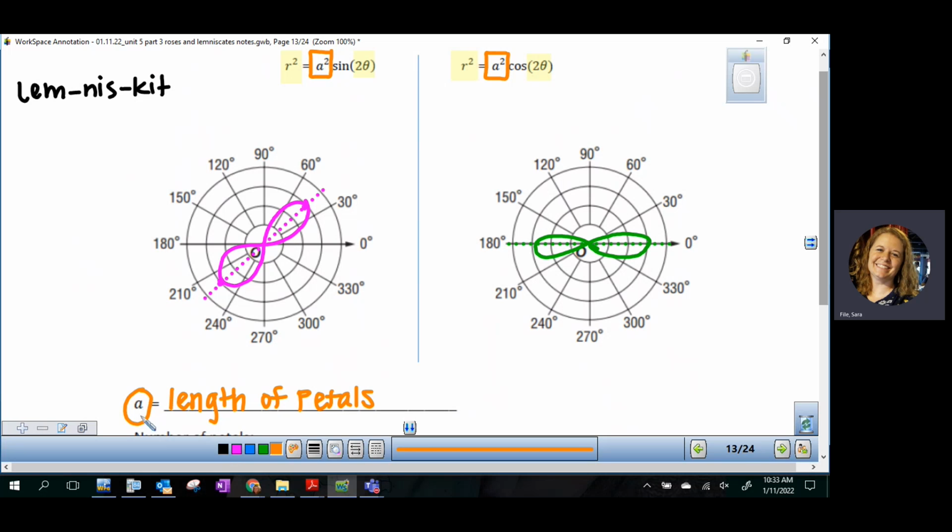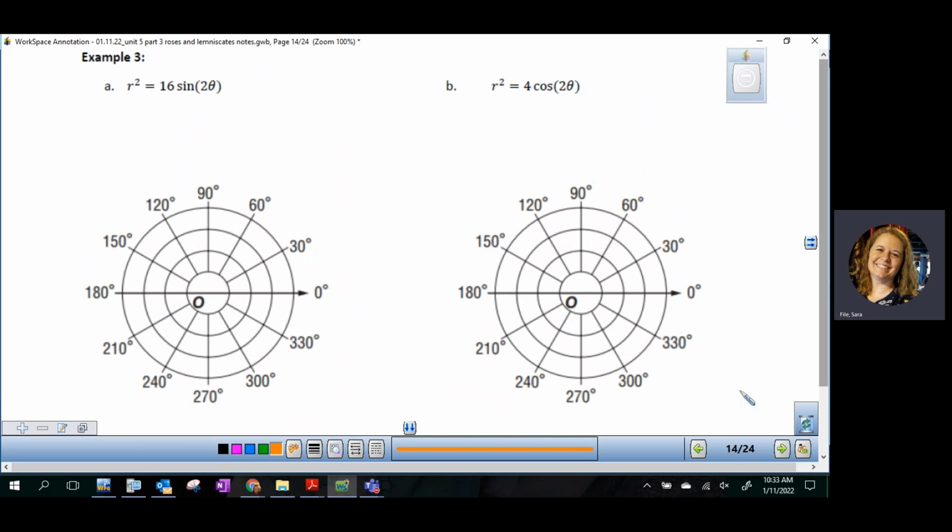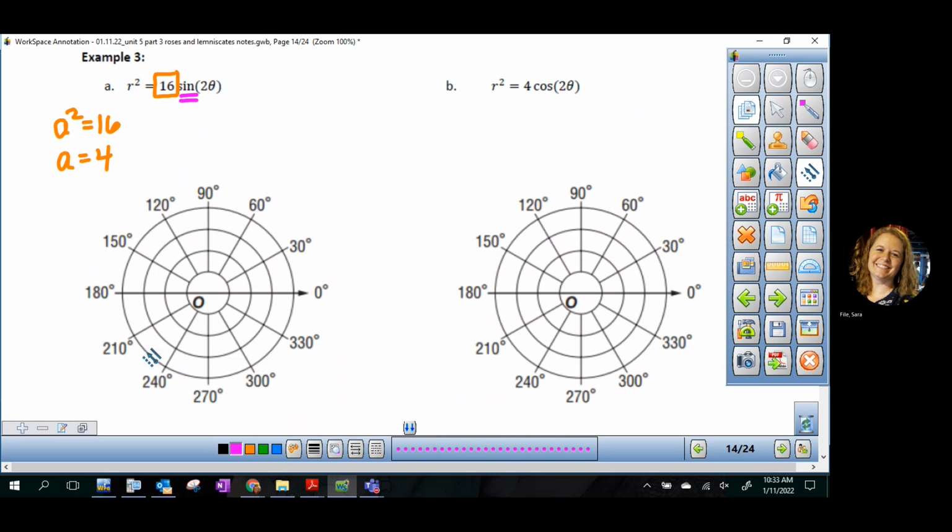So how do you get A? You're going to take the square root of whatever that number is, right? So that's what we have to be careful with on these examples. We have R squared, so we know it's a lemniscate. A squared is 16. So what is A? A is 4. So the length of the petal is going to be 4, and this is sine, so it's going to be at a 45-degree angle. One, two, three, 4.